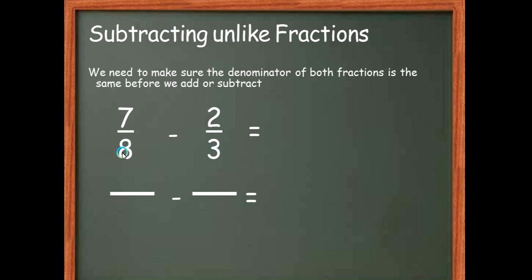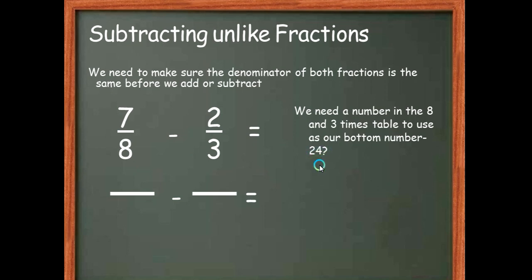Look for the common factor in our 3 and 8 multiplication table and find a number that we can use as our denominator. And here is a number we can use, 24. 8 times 3, 24. Here we multiply by 3, and here we multiply by 8. So when we multiply down, we're going to multiply up. So our denominator is 24.